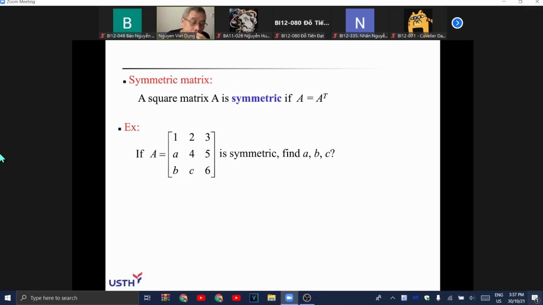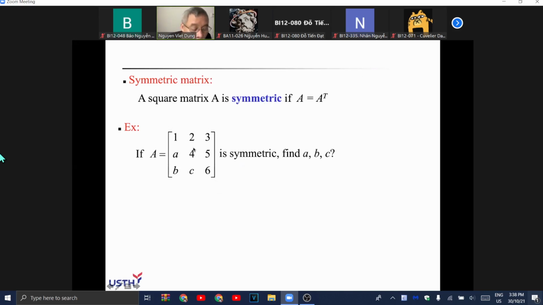And once we mention the transpose, I will introduce the notion of a symmetric matrix. A square matrix A is called symmetric if A equals A T. Symmetric is a very geometric name. I want to tell you, symmetric in Vietnamese is đối xứng. So what does it mean, symmetric for a matrix here? It means it is symmetric about the main diagonal.